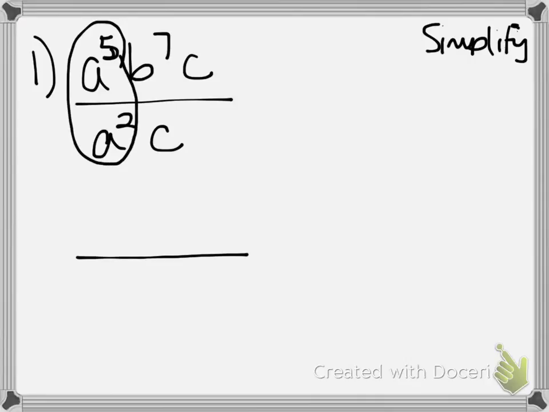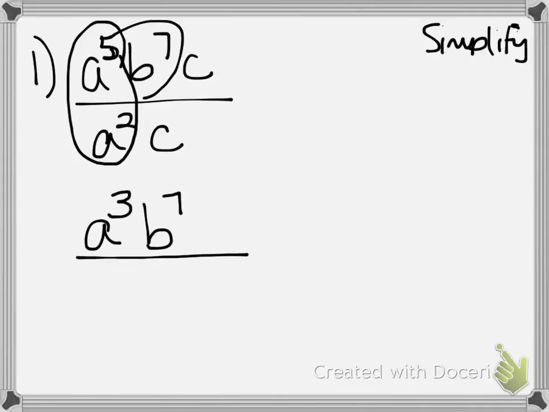So it's a division rule, so I'm going to have to subtract. And then 5 is bigger than 2, so therefore my a is going to be in the numerator where it's bigger. And then I'm going to do 5 minus 2, which is 3. So I have a to the 3rd power. Okay. B then has nothing to join with, so he just stays there in the numerator, b to the 7th power.